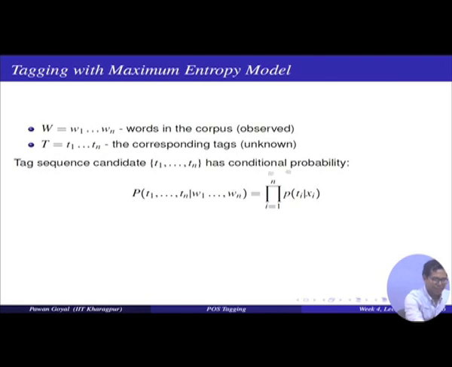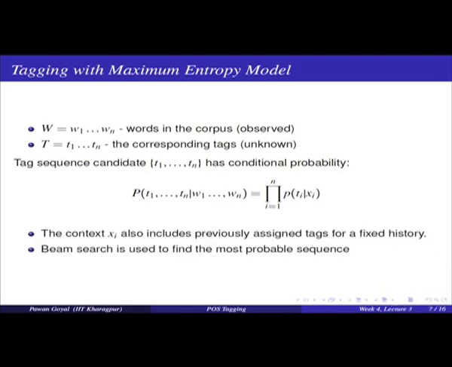So any sequence will have this conditional probability, P(Ti | Xi) for i equal to 1 to n. Now this is Xi, not Wi. Xi is my context around the word Wi, and this is independent. So I can use this model to find out what is the optimal tag sequence. I can do it independently for each word, and then I will find out the tag sequence.